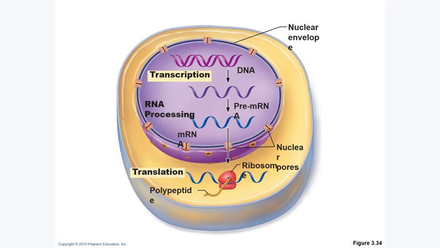So we have two steps to make proteins. We have transcription, which takes place within the nucleus, and that takes DNA and turns it into mRNA. And then we have translation, which translates the mRNA to make amino acids in a polypeptide chain.